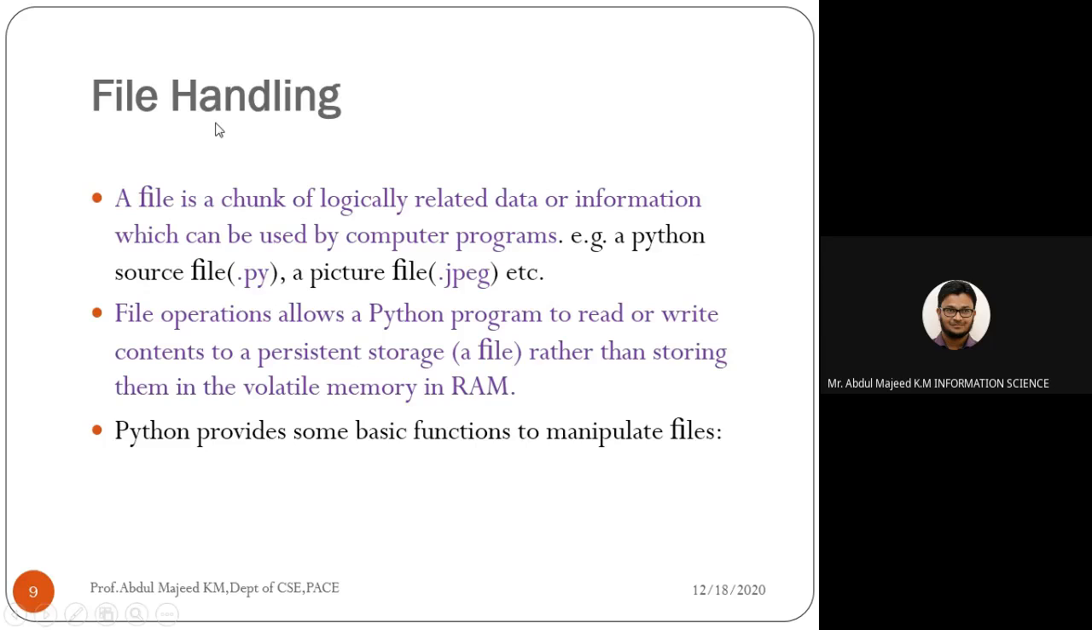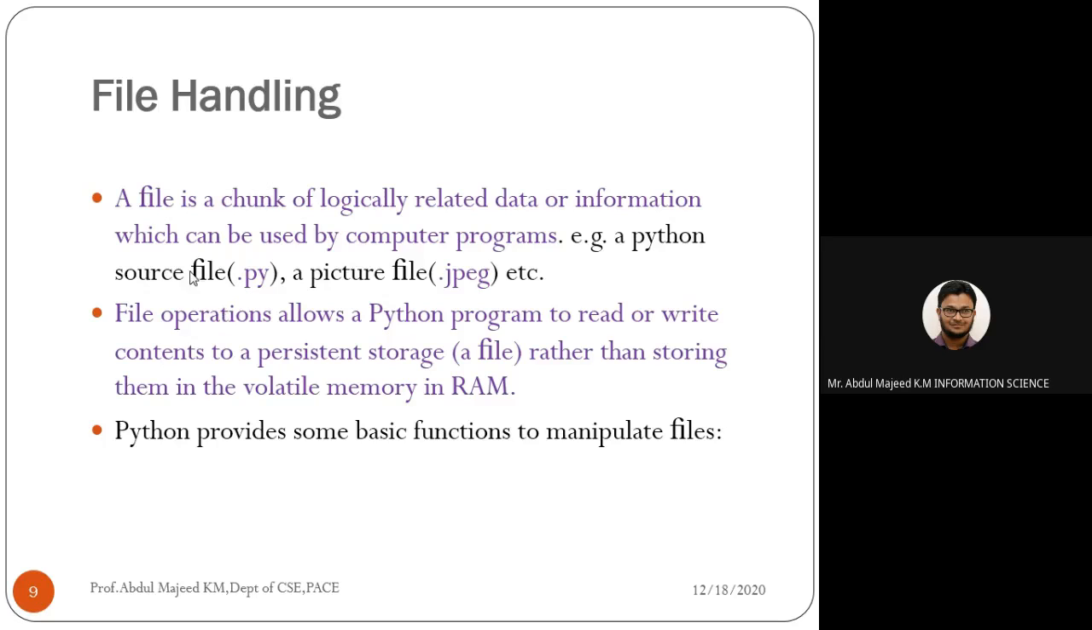The next topic is file handling. A file is a chunk of logically related data or information which can be used by a computer program. For example, a Python source file, where we use .py as the extension. A picture or image file, where we use .jpeg as the extension. So far we have created a lot of Python files with the .py extension, and text files with the .txt extension, and so forth.